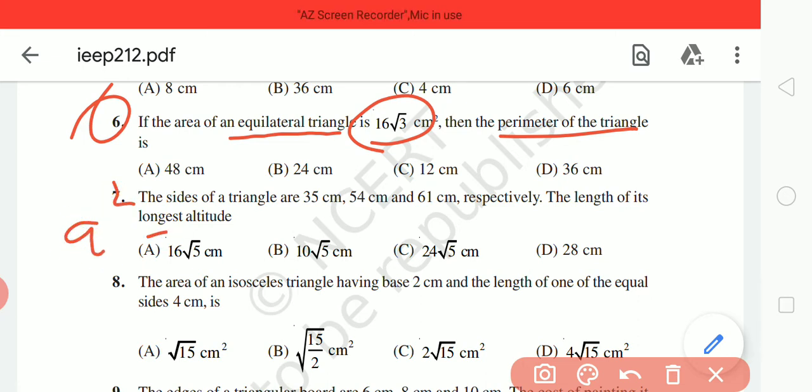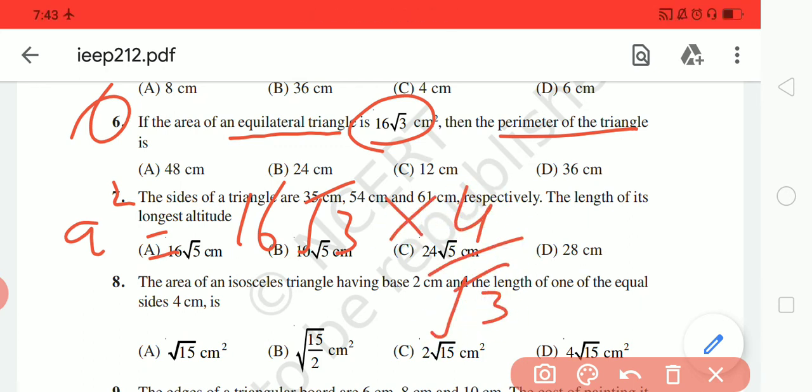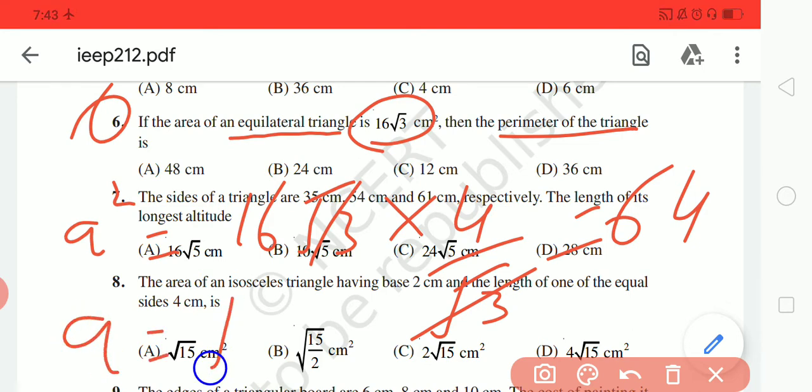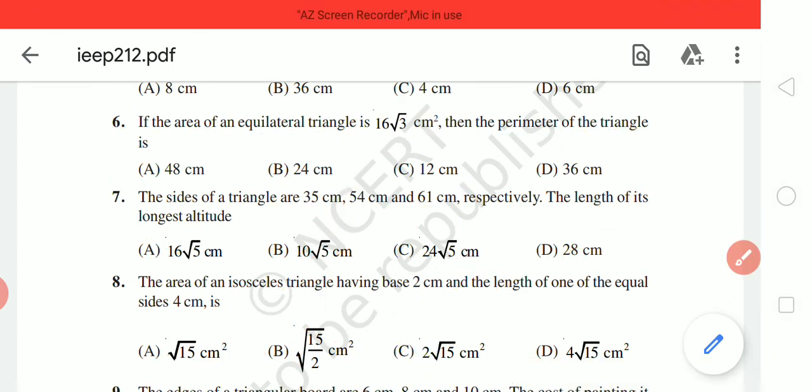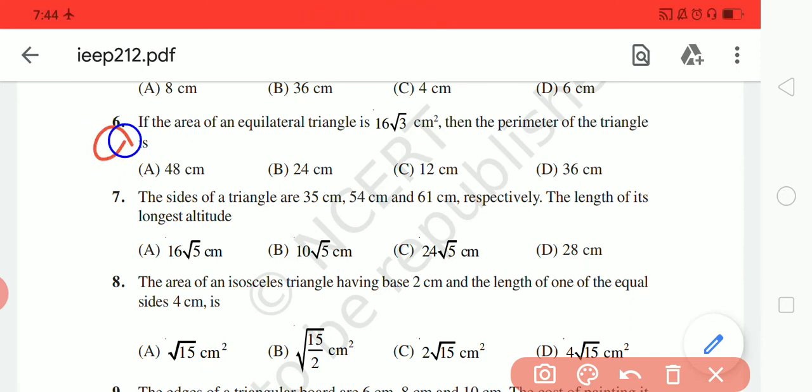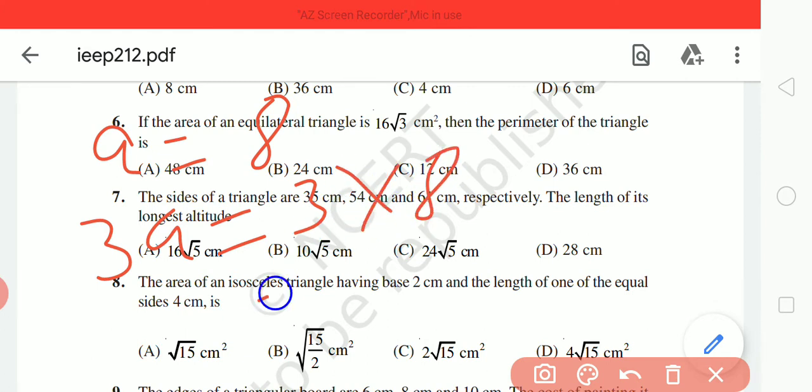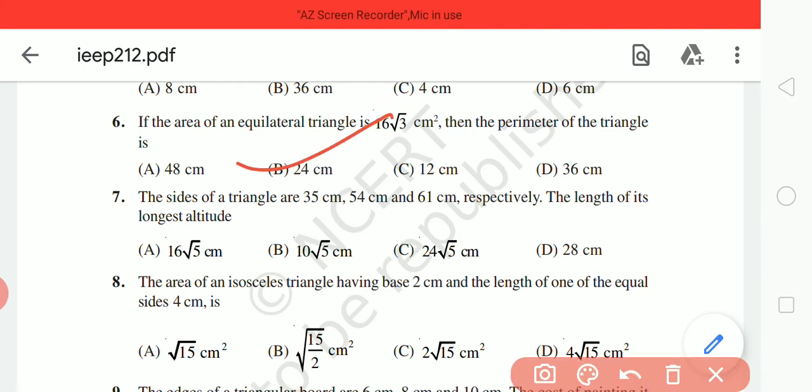You know that the area of a square is 16 root 3 into the reciprocal of root 3 by 4, that is 4 by root 3. It is the same as the previous one. So 16 into 4 is 64, and taking the square root on both sides, 64 is the square of 8. So you will get 8 as a. So the side is 8, and the perimeter is 3 times the side, that is 3 into 8 is 24, right? So let us check which option is showing you the same, 24.